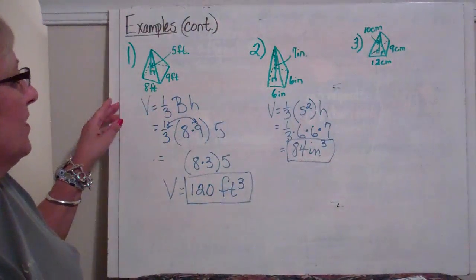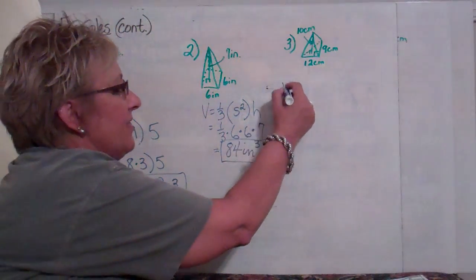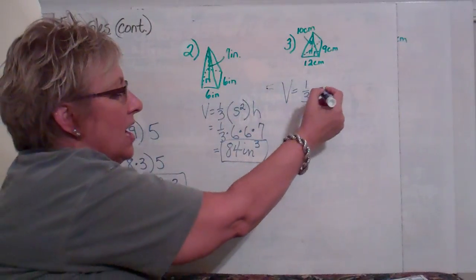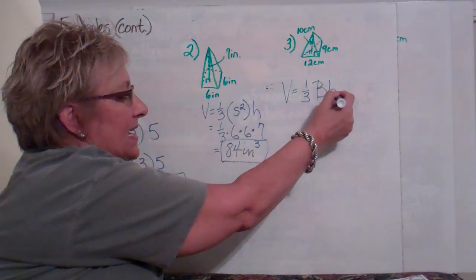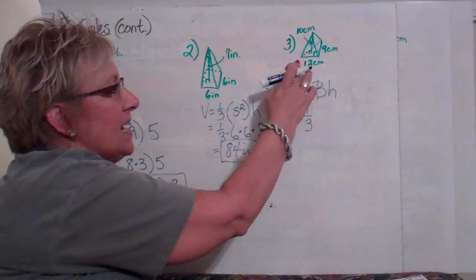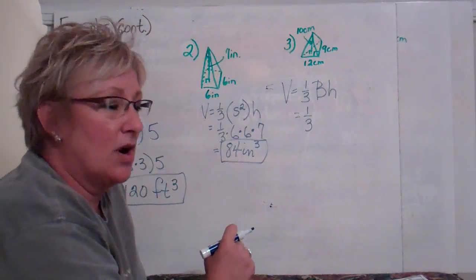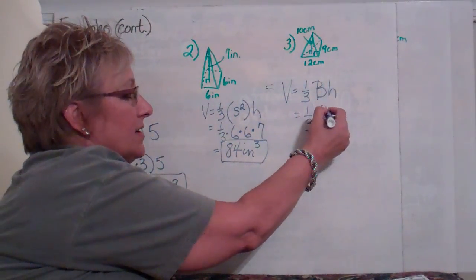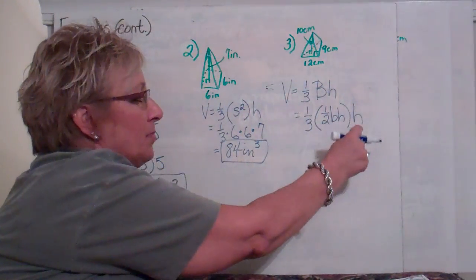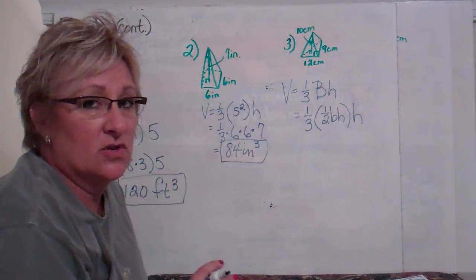So we're going to start with the very same thing, and I'm going to scoot this board over a little bit. I'm going to say the volume equals 1/3, because we do have a vertex there, the big B times the H. 1/3, okay, times, now look at my base, it is a triangle. What do we know about the area of a triangle? Let's go ahead and write that down. It's going to be 1/2 the base times the height. Then I've got to multiply it times the height of the entire 3D figure.